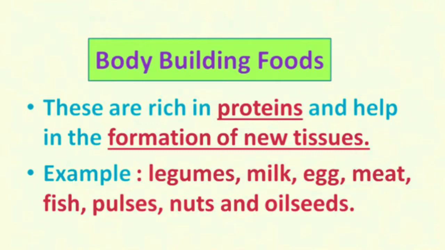The second category of food is the body building foods. These are rich in protein and their function is in the formation of new tissues. As we have discussed, cells get damaged, so for the formation of new tissues, we need proteins in our diet. Examples: legumes, milk, egg, meat, pulses, nuts and oil seeds.